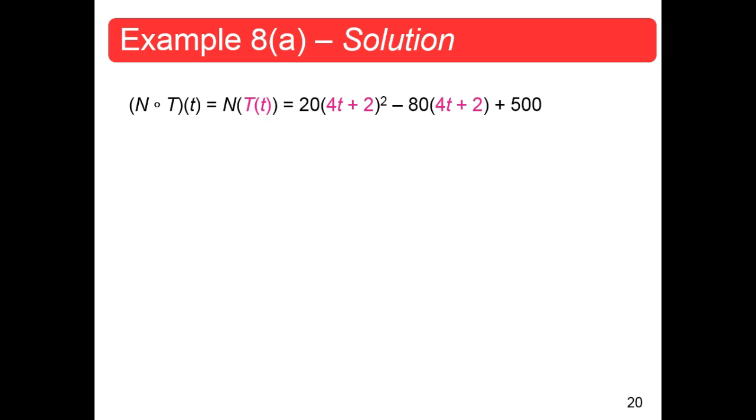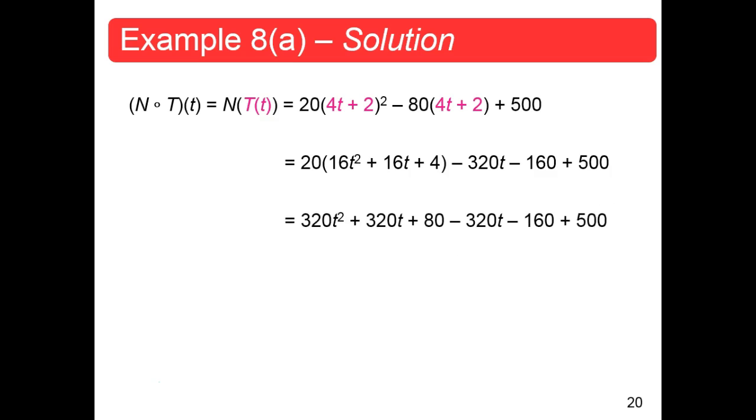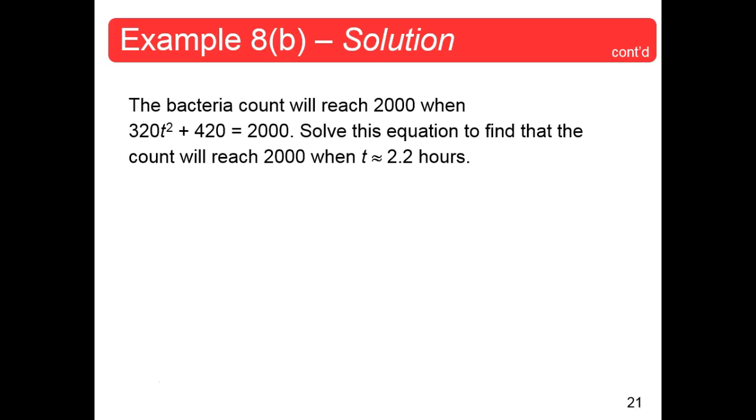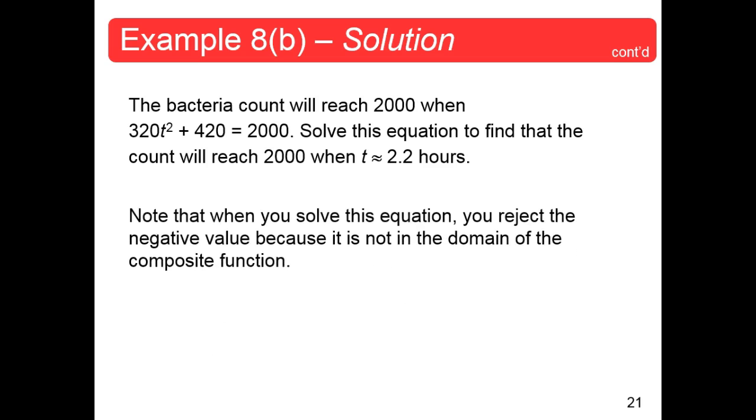Let's see, here they show it. Okay, let's see if we did it right. Looks like everything's all right. 320 t squared plus 420 is the number of bacteria as a function of the amount of time the food has been out of refrigeration. When it's 2,000, set that equal to 2,000, 2.2 hours. Very good. Note that when you solve the equation, you reject the negative value. When you take the square root of both sides, you should have said plus or minus. A negative time makes no sense, so you throw that one away. Use the positive.